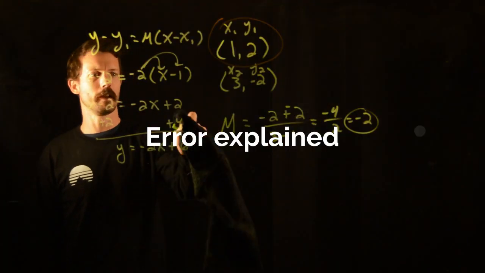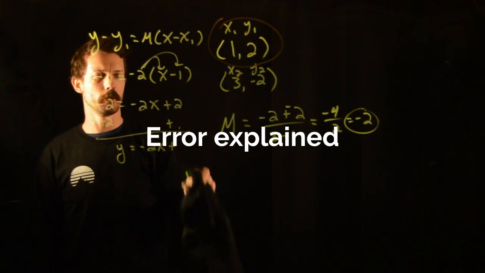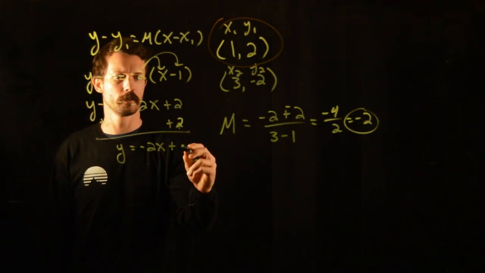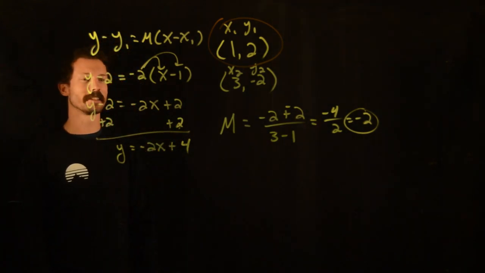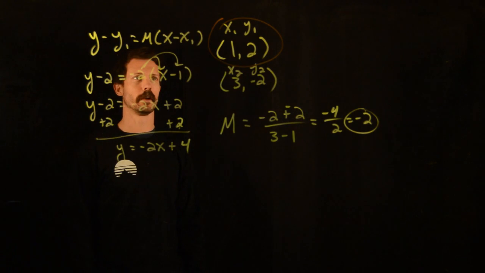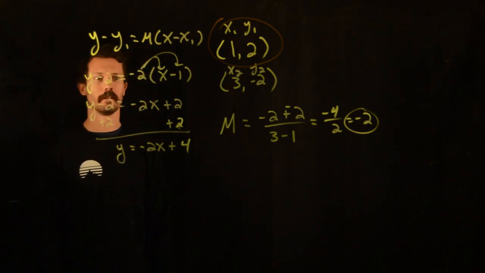Oop, and it looks like I missed, I don't know why I did plus 4 here. This should be plus 2, silly goose. So you really should have y equals negative 2x plus 4. So make sure you fix that. I don't know why I put plus 4, but I just had a moment.